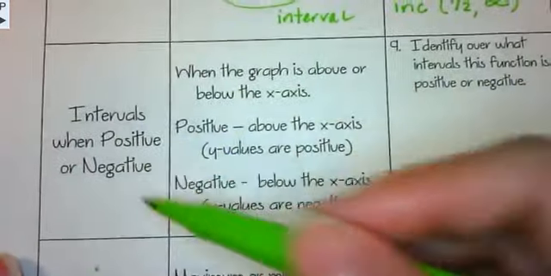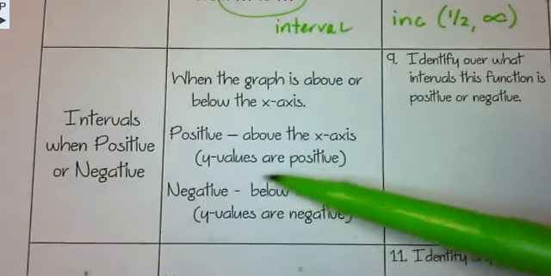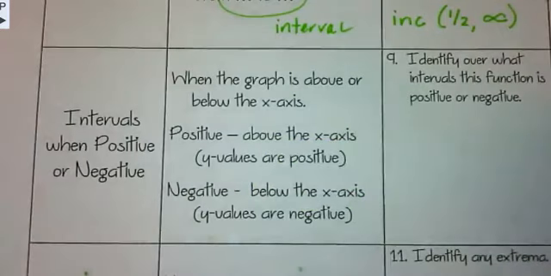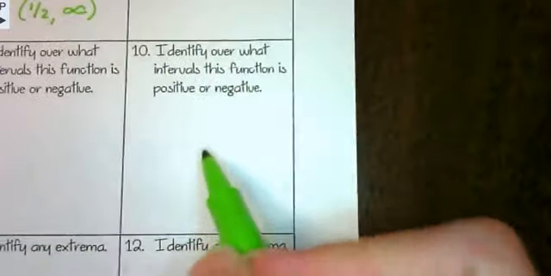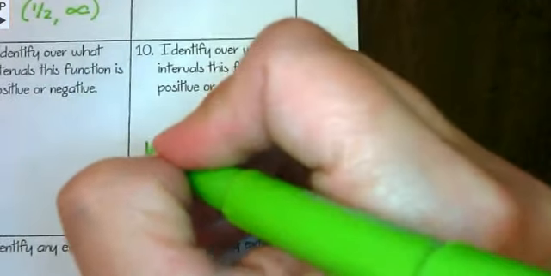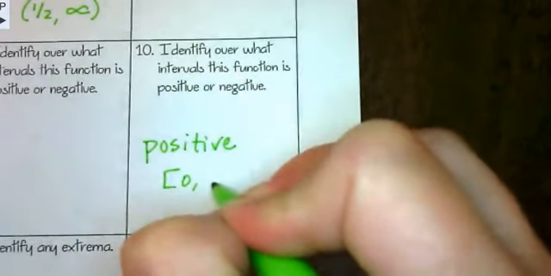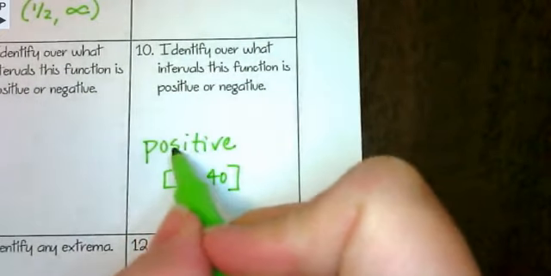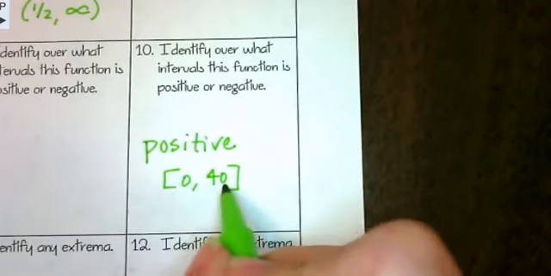All right, intervals when positive or negative, this is talking about when it's above the x-axis or when it's below the x-axis, and really all we're talking about is the y's. So when the y values are positive, the function is considered positive, and when the y values are negative, the function is considered negative. Now, I think it's pretty easy on this one, because since it's a word problem that involved kicking a ball, this was positive the entire time. So y is positive all the way when x is 0 to 40.